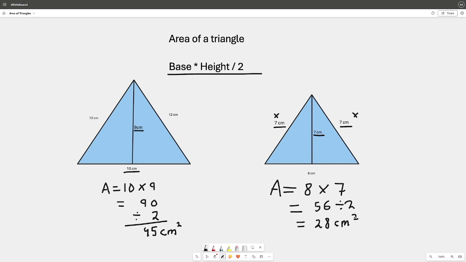And that's it. So it's almost the same thing as the rectangle and the squares, except you're taking the bottom number, the base, multiplying it by the height, and then dividing the answer by 2. And when you're done that, you're done the whole question. Again, don't forget to write it in square units.